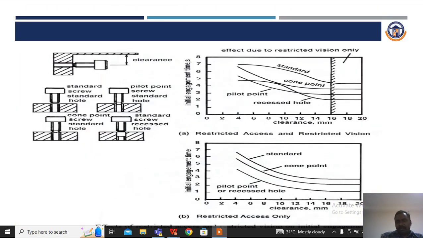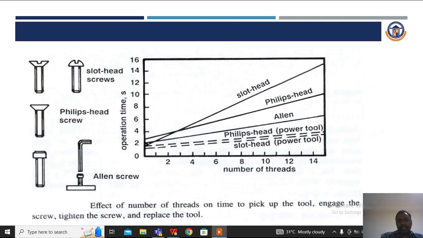This is some of the graph that the Allen screw will be having. And this is the most important graph, the number of threads and the operation time. If you take the slotted head, and the number of threads is very minimal, the operation time will be very less.